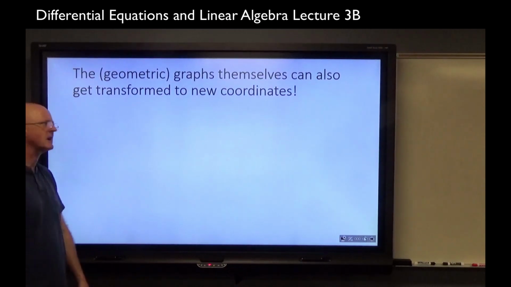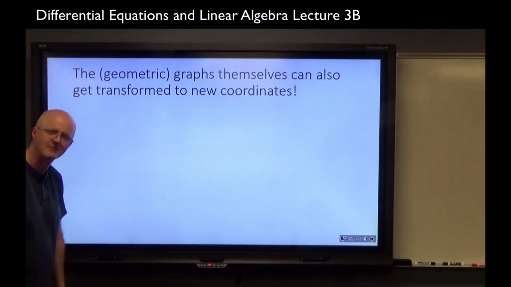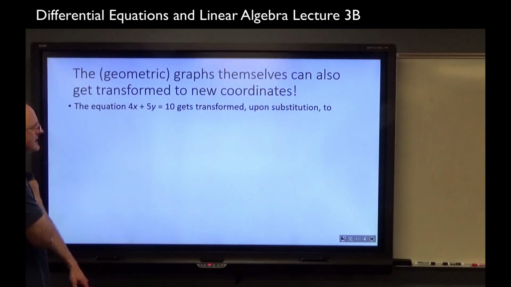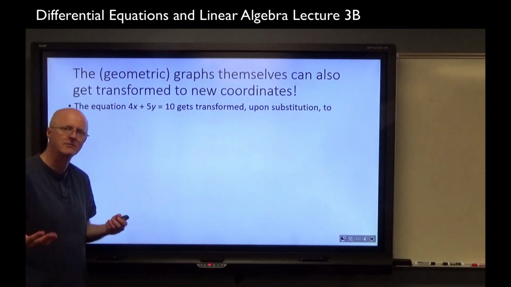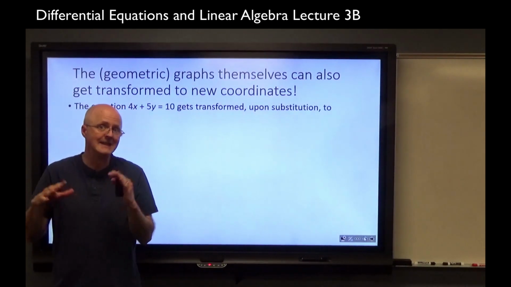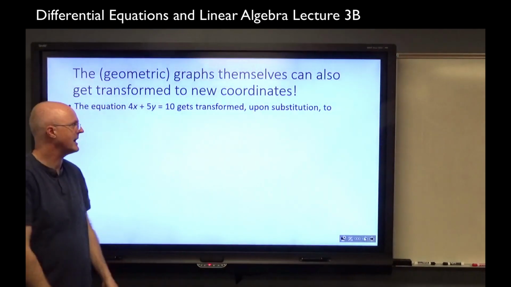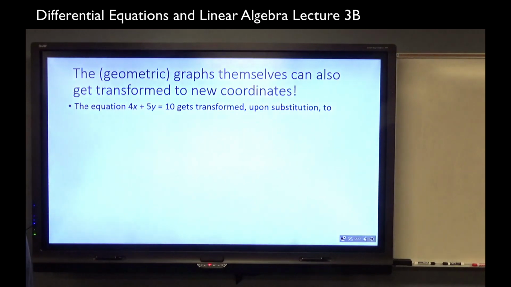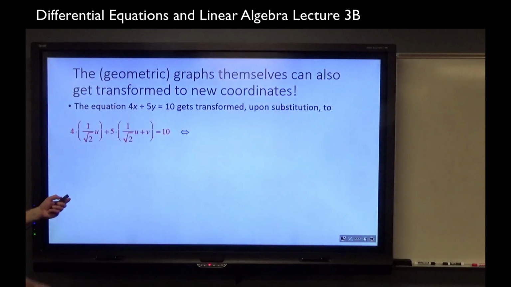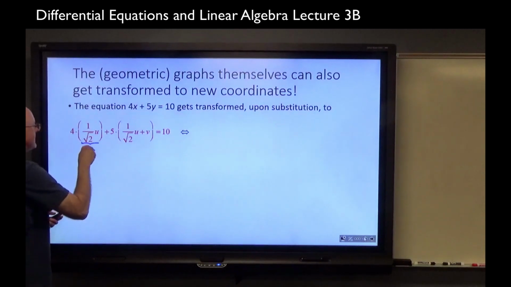Remember I mentioned a few minutes ago that the graphs themselves can be converted to new coordinates and still be the same set of points. For example, this equation 4x plus 5y equals 10 can get transformed upon substitution to an equation involving u and v in skew coordinates that will represent the same set of points in that same plane. But the equation will be different. Use those transformations. What was x? Was it square root of 2 times u? Oh, no, it was 1 over square root of 2 times u. Yeah, there's x. That's x. There's y.